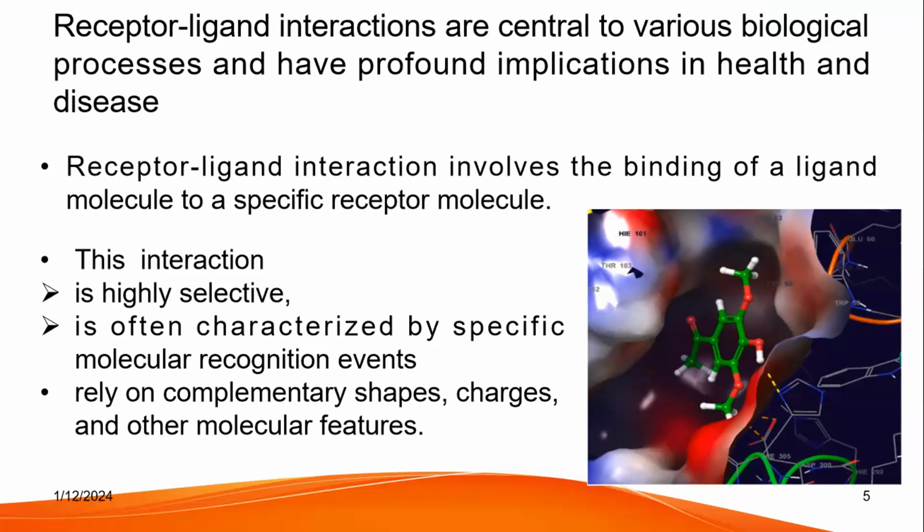There are features on the ligand. There are charges. There are functional groups. There are features on the ligand that are complementary to the features at the binding site or binding pockets of the protein. So that is what results in molecular recognition: complementary shapes, complementary charges, and other molecular features.